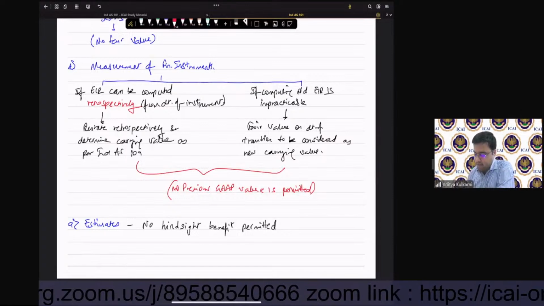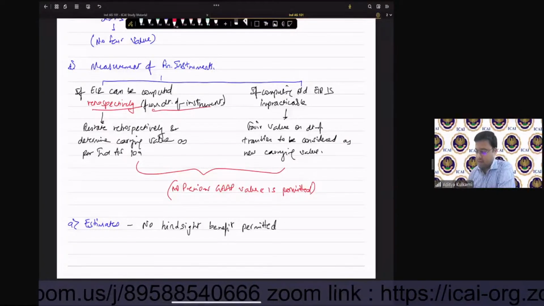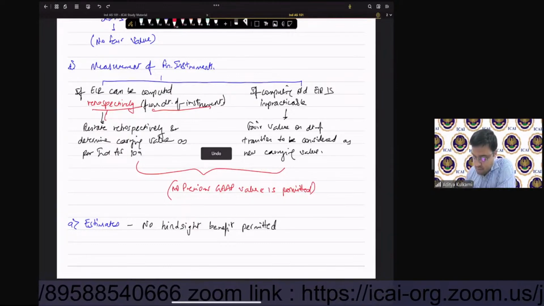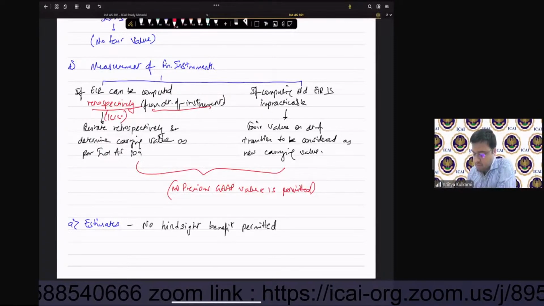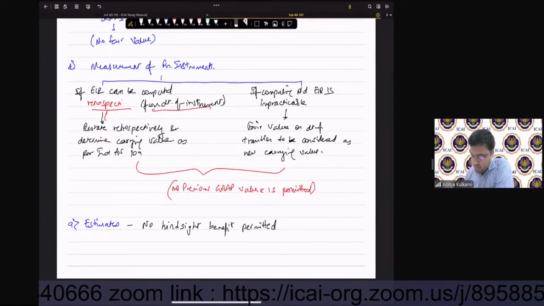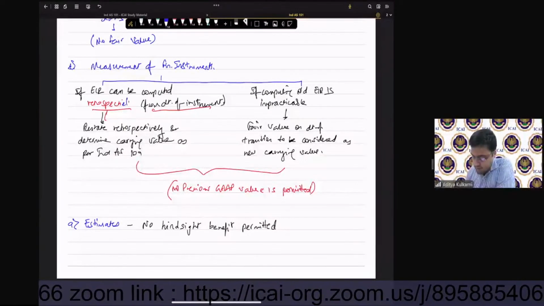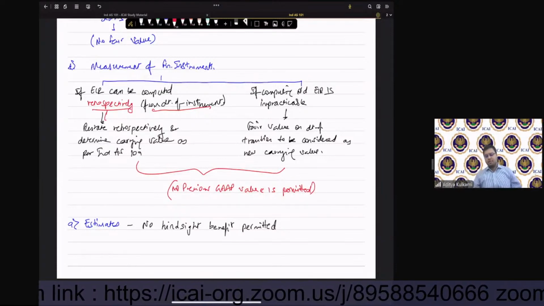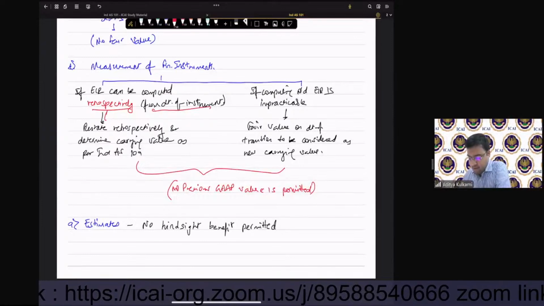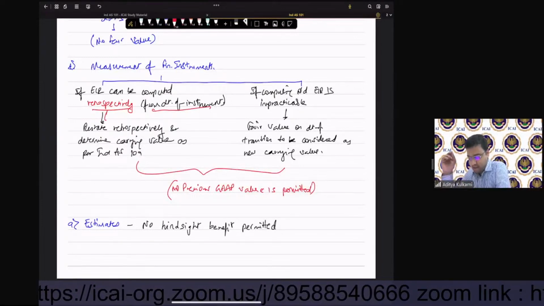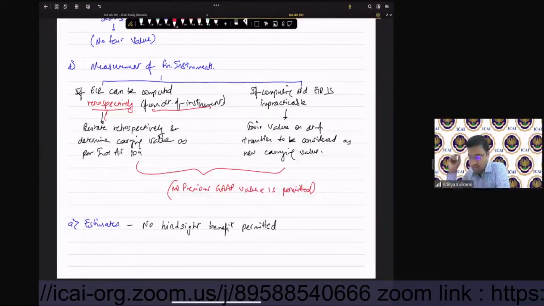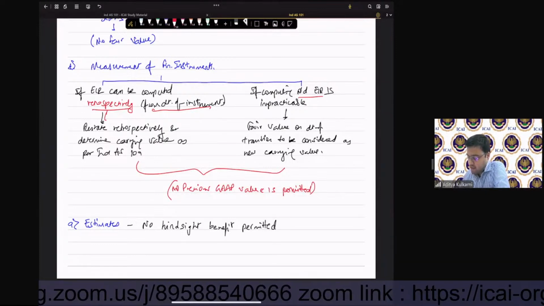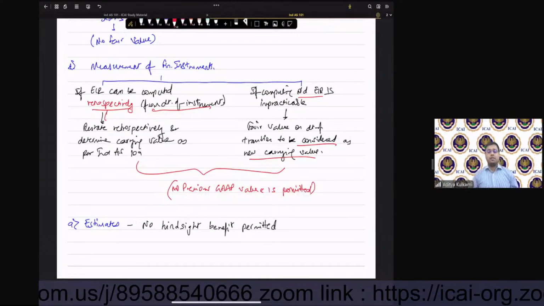If EIR can be computed retrospectively from the date of instrument, please restate retrospectively and determine the carrying value as per Ind AS 109. If computing old EIR is impracticable, fair value on date of transition to be considered as new carrying value. So choice is yours.